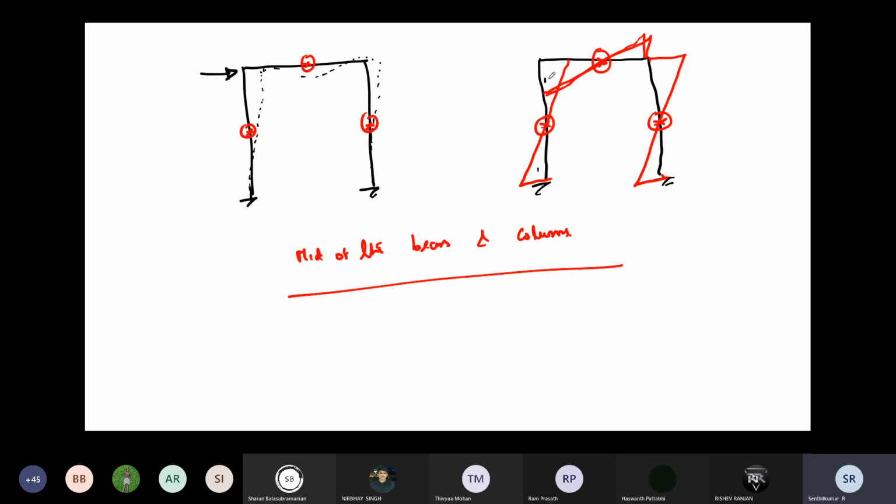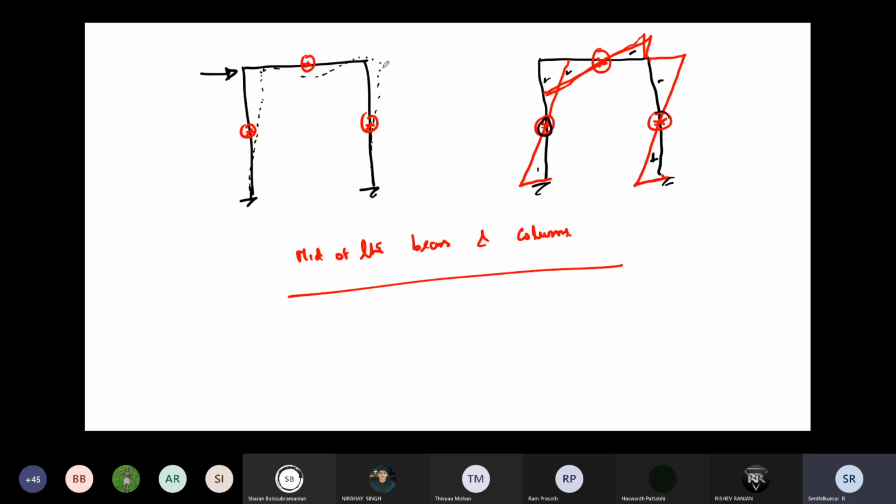Somewhere your moment will be zero. Somewhere here negative, this is positive, this is positive, this is negative, this is negative, this is positive, which means the values are changing somewhere, right? So when your moment is changing, you know that is zero moment. So that we can call an inflection point. We used to call it an inflection point.